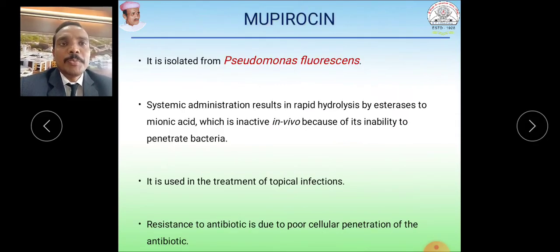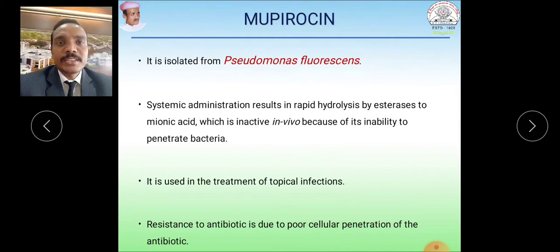Next drug, mupirocin. This drug is isolated from Pseudomonas fluorescens. Its administration by the systemic route results in rapid hydrolysis by the enzyme esterase to monic acid, that is the inactive form. It is used in the treatment of topical infections, and there are chances to develop resistance due to poor cellular penetration of the antibiotic.